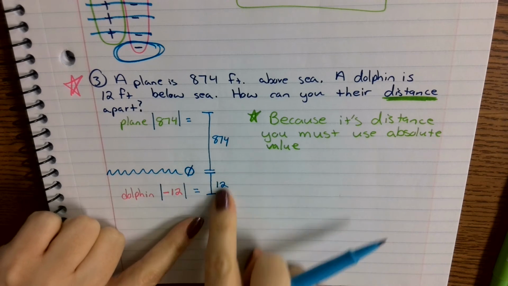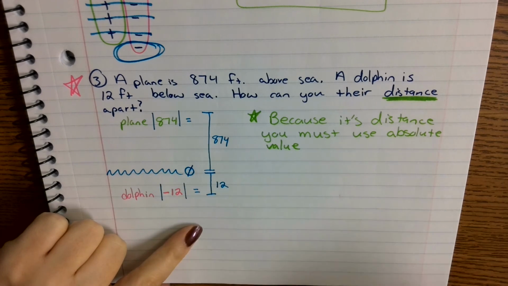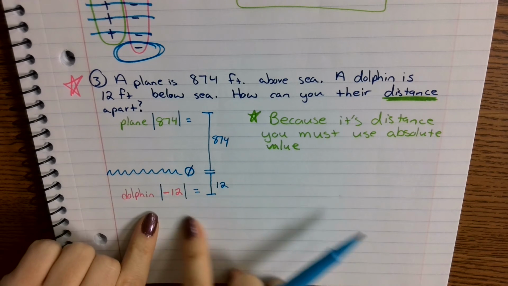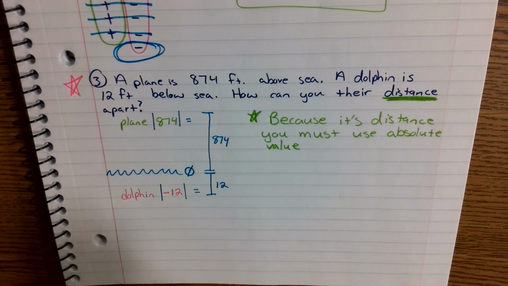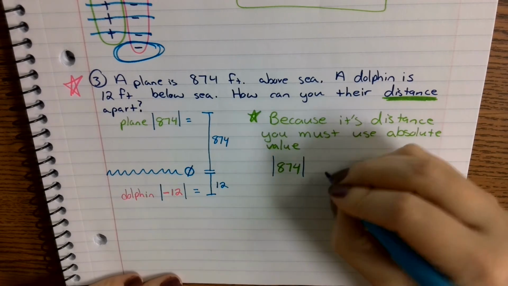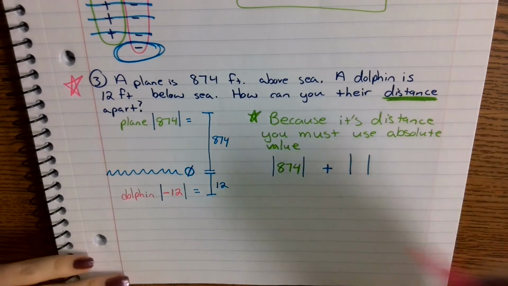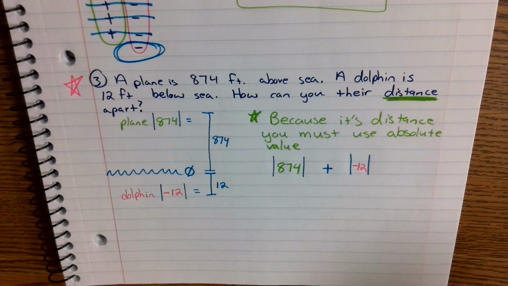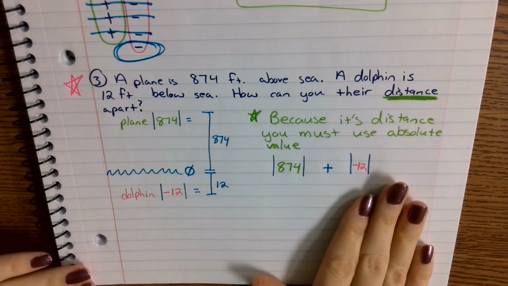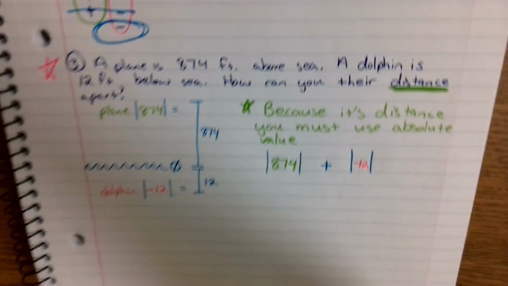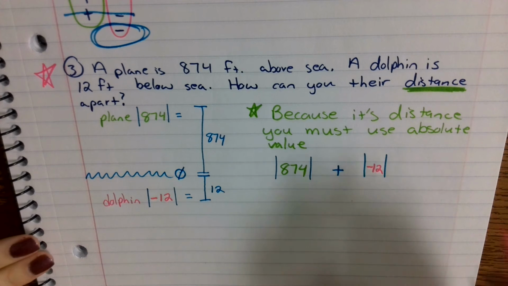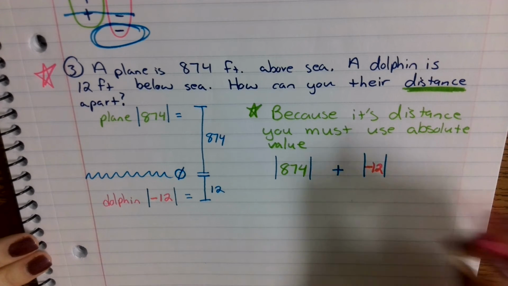You're going to combine those distances together. So that's why you have to take the absolute value of them. You're not going to add a negative. You're going to add the absolute value of that negative. So the problem is going to look like the absolute value of 874 plus the absolute value of that -12. You're combining those distances, but distance must always take the absolute value. You combine the distances that they are from the water, but take the absolute value of those numbers.